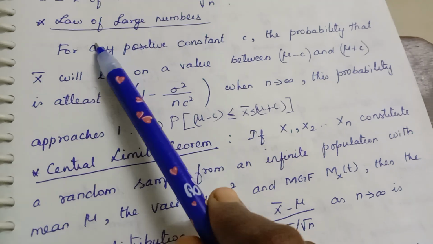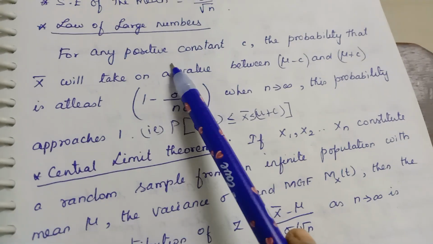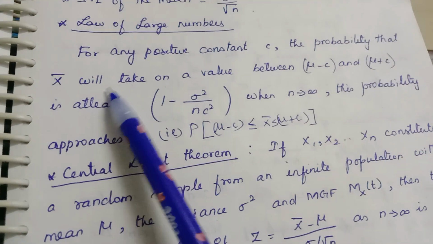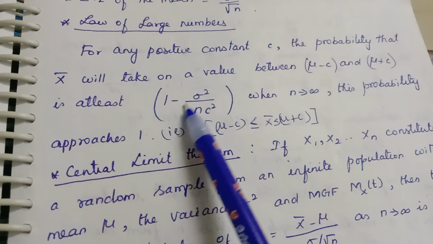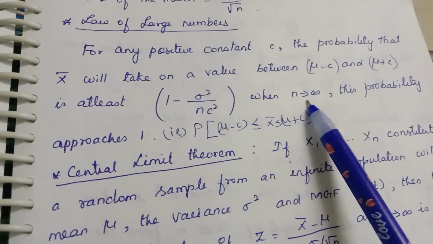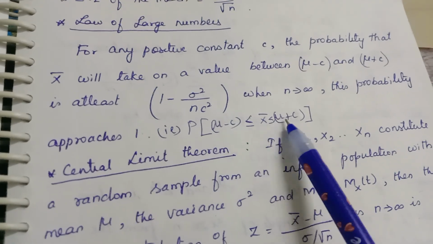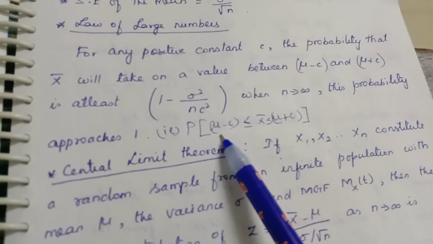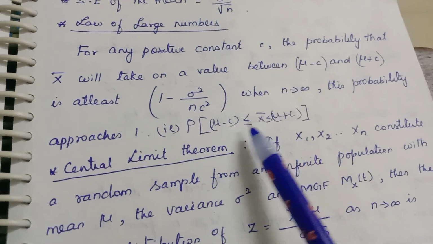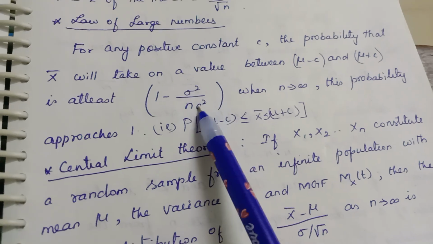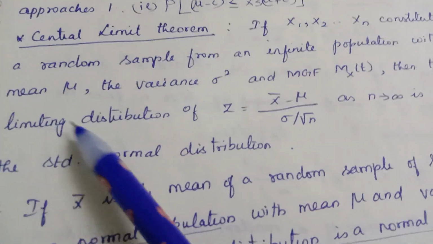Next we have two important results. One is the law of large numbers, another one is the central limit theorem. The law of large numbers says, for any positive constant c, the probability that x bar will take its value between mu minus c to mu plus c is at least 1 minus sigma square by n c square. When n tends to infinity, this probability approaches 1. That is, the probability of x bar lying between mu minus c and mu plus c, where x bar is the sample mean, mu is the population mean, and c is any positive constant, is at least 1 minus sigma square by n c square. The limiting value is always 1.